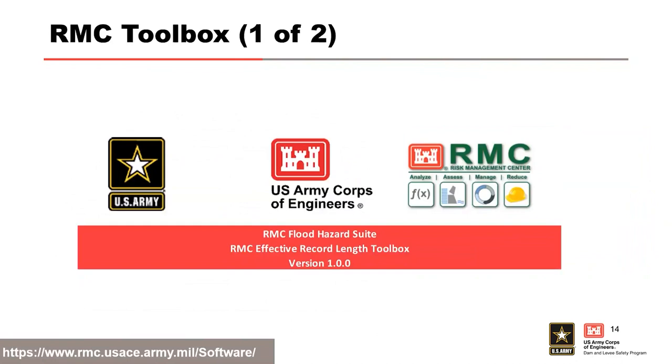So we're going to work on an exercise here shortly, but I'm going to introduce you to the toolbox that we're going to use in that exercise. This is the RMC Effective Record Length Toolbox, and it was developed by the Risk Management Center as part of the Flood Hazard suite of Microsoft Excel spreadsheets to support flood hazard analysis. This toolbox can be used to estimate ERL for four analytical probability distributions. So we include the log Pearson type 3 distribution, the generalized extreme value or GEV distribution, the log normal distribution, and the normal distribution. So if you have data in any of those types, if you're interested in those four types of distributions, you can use this spreadsheet.